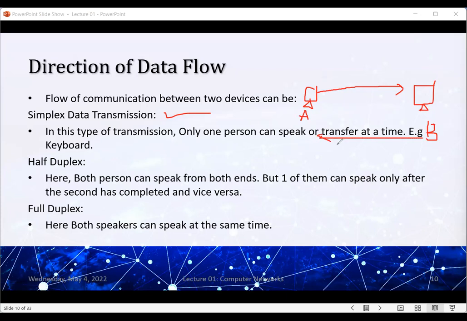Right? That means both person can speak. That means both end can transmit information, but at a time only one device will transmit the information.